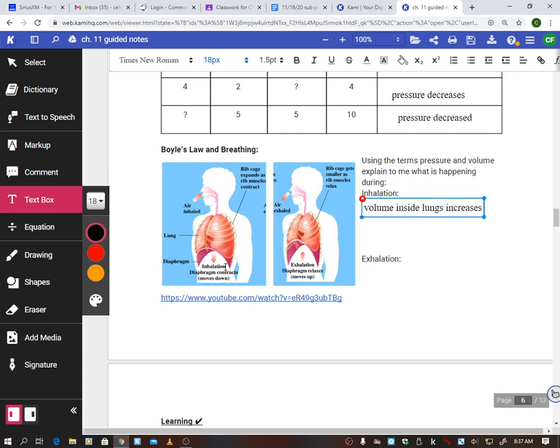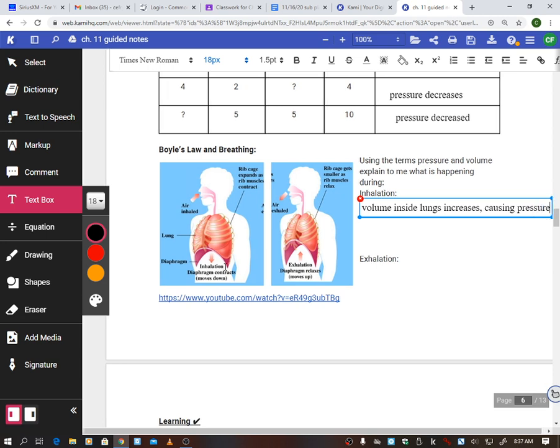All right, that muscle goes down and your lungs can get bigger. So the volume increases, causing your pressure then to do the opposite, causing pressure to decrease. So in this picture right here, and look at the lung size in both of these pictures. Your lungs are bigger, the volume's bigger, so the pressure is low in here.